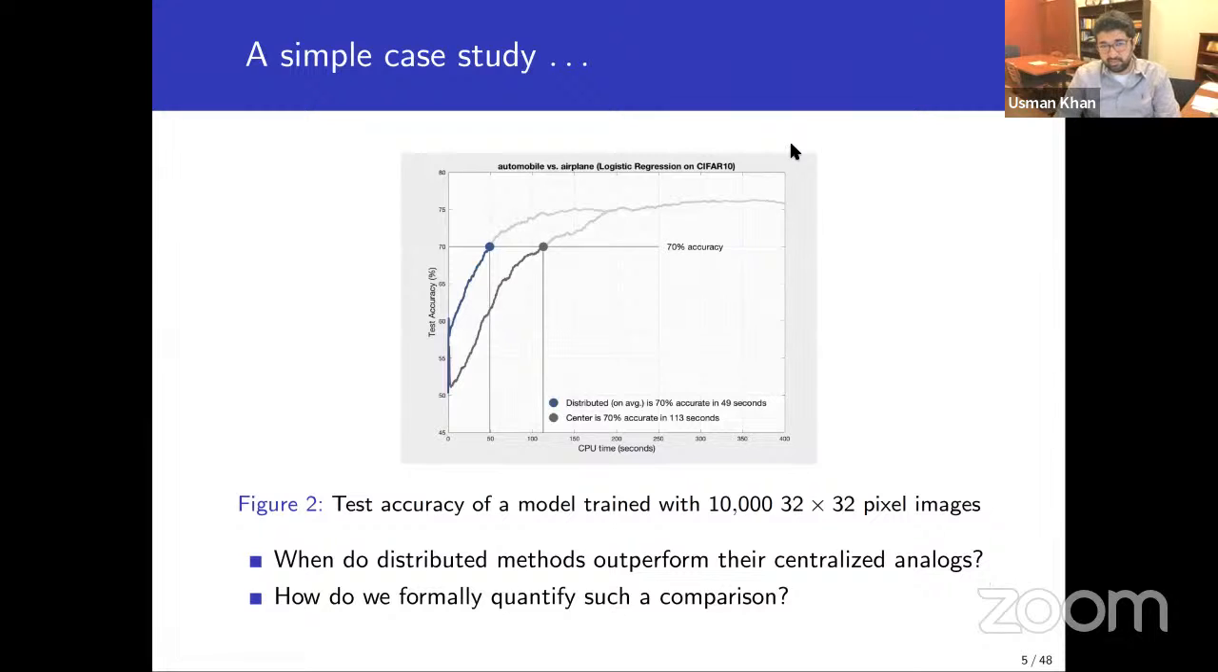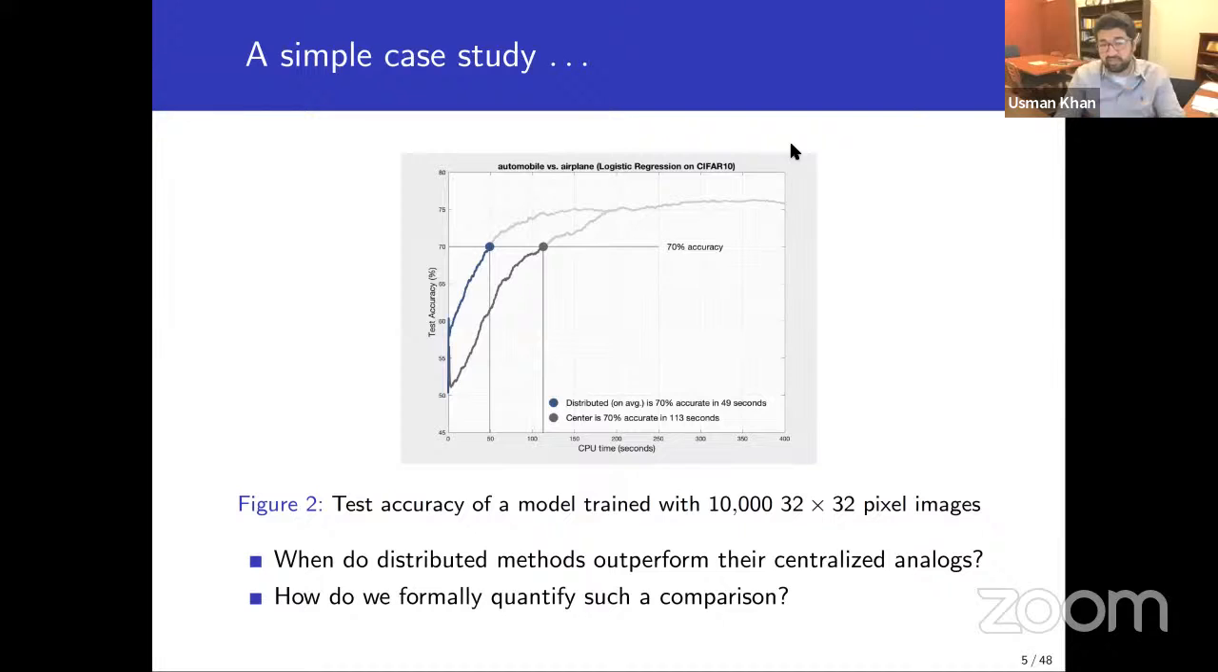So a quick case study. This is a very simple experiment we did, a logistic regression 2-class problem, where we are trying to train a model with 10,000 images to distinguish between automobiles versus airplanes. If I do it on a centralized machine, which has all these 10,000 images, then in order to reach 70% accuracy, it takes us about 113 seconds. It was done in MATLAB. And if I do distributed, by that I mean that I have 4 nodes, if I remember correctly, for this experiment. Each node has 2,500 images. And what is the computational advantage in terms of time? We noticed that the distributed model was trained so that it achieves test accuracy of 70% in 49 seconds. So this is a good starting point.